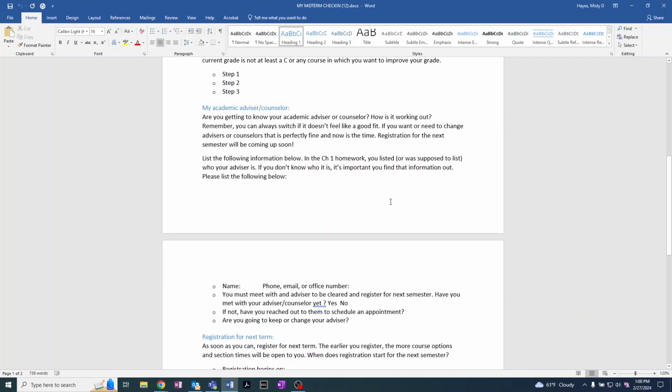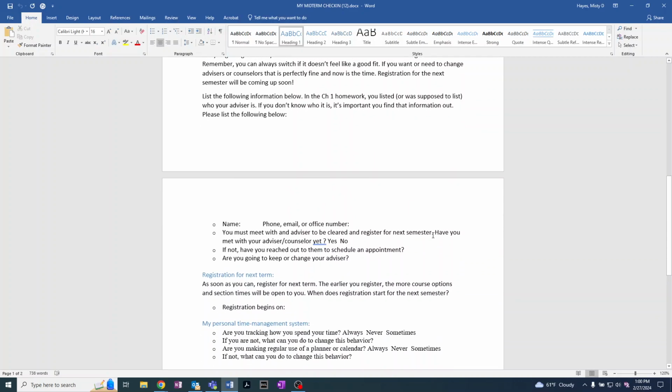Then we're going to go to your academic advisor counselor. When we talked about academic advising, we listed this in the chapter 1 homework. You had to tell me who your advisor was. So, it's important for you as a student in college to know who your advisor is. So, you're going to fill in that same information that you put in your chapter 1 resource. You're going to give me the name, the phone number. Have you met with them? Have you reached out to schedule an appointment?